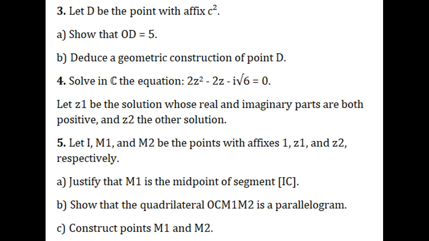Question 5. Let I, M1, and M2 be the points whose complex coordinates are 1, Z1, and Z2, respectively. A. Justify that M1 is the midpoint of the segment from I to C. B. Prove that quadrilateral OCM1M2 is a parallelogram. C. Construct the points M1 and M2 on the plane.